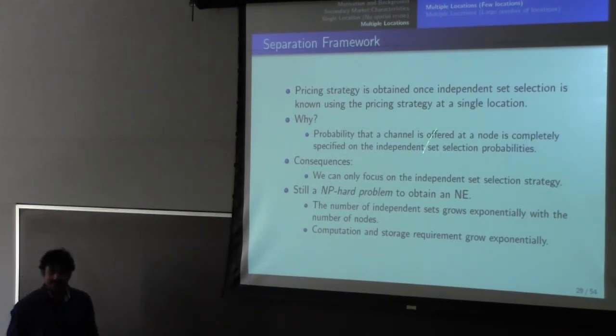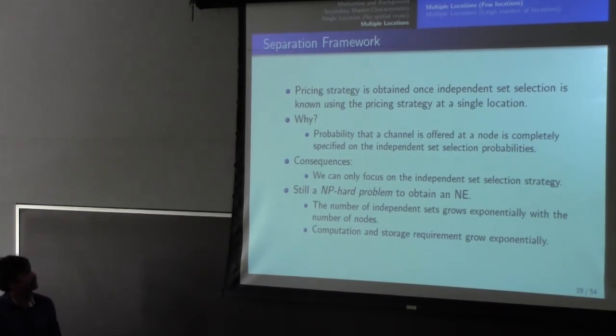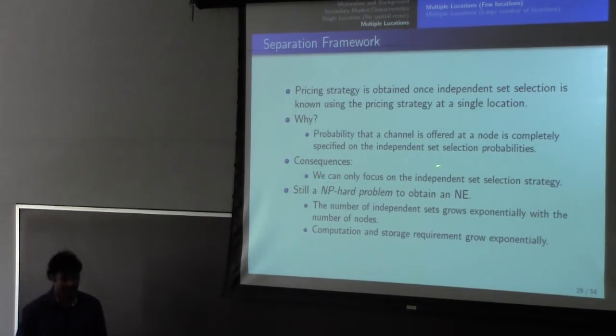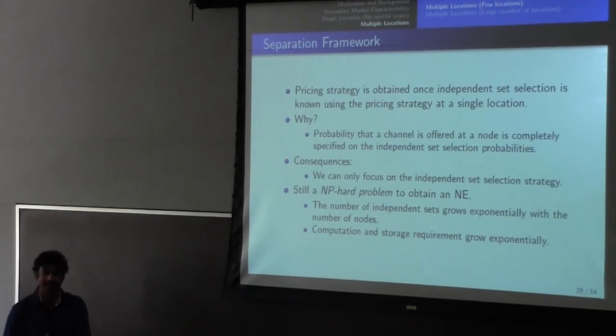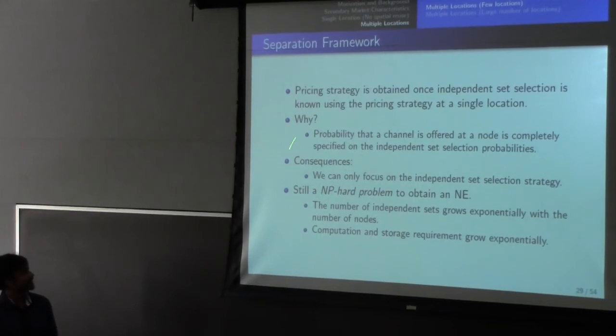Okay, so the main result in the symmetric game is that the pricing strategy can be obtained once we know the independent set selection strategy. Why is it? Because the probability that a channel is offered at a node is completely specified by the independent set selection probabilities. Independent set selection probabilities can specify the node selection probabilities. So once we know the node selection probabilities, or the probability with which a channel is available at a node, we can come up with the pricing strategy, as we have seen in the first section of the slides.